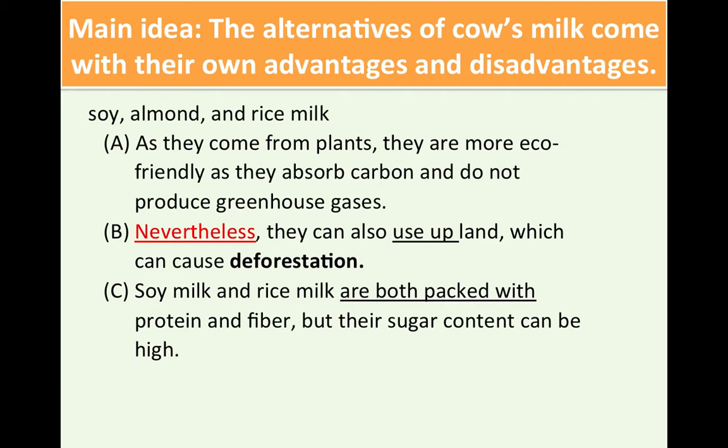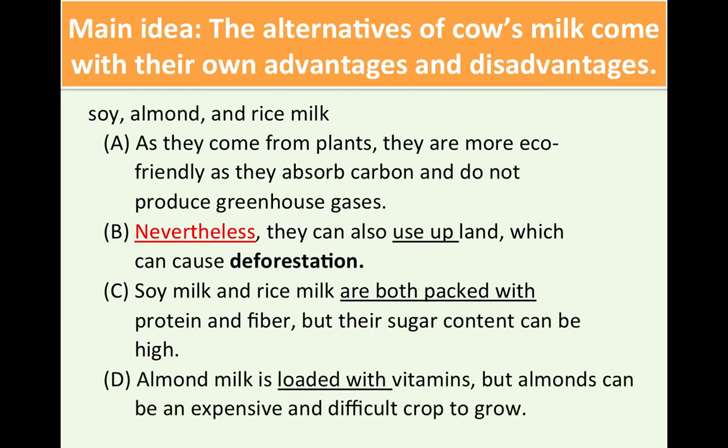Soy milk and rice milk are both packed with protein and fiber, but their sugar content can be high. So if you drink too much soy milk and rice milk, maybe you will get diabetes, right? The next one, almond milk, is loaded with vitamins, but almonds can be an expensive and difficult crop to grow. Yeah, we know almonds. I mean, those nuts are more expensive than other crops, right?